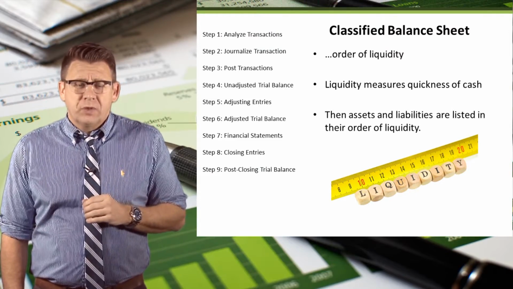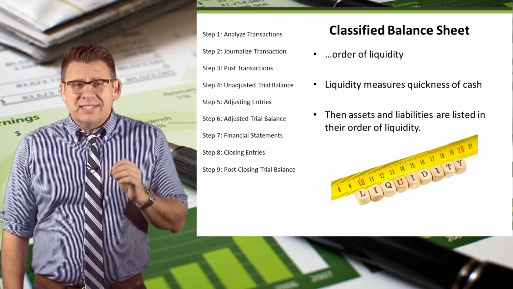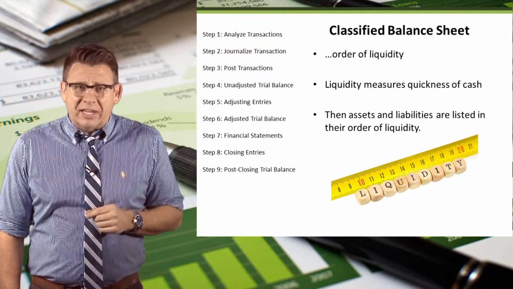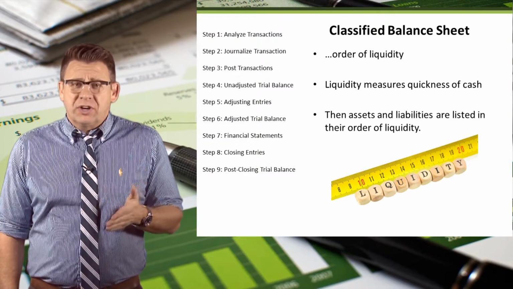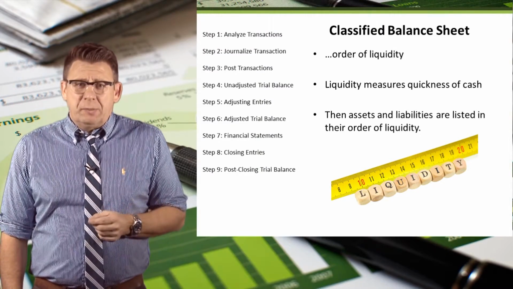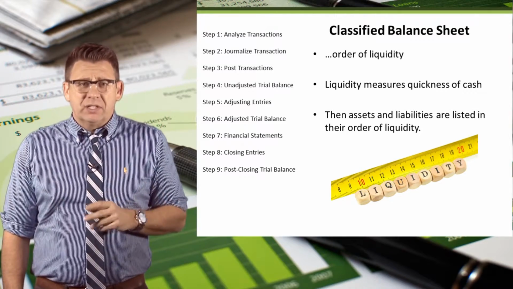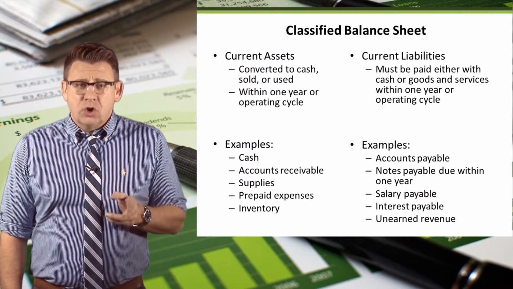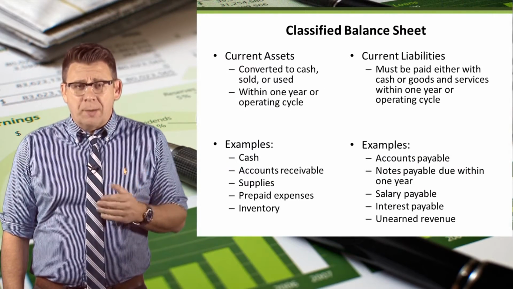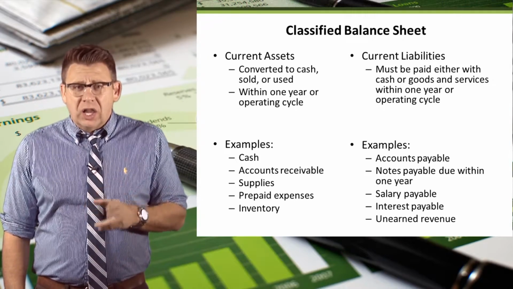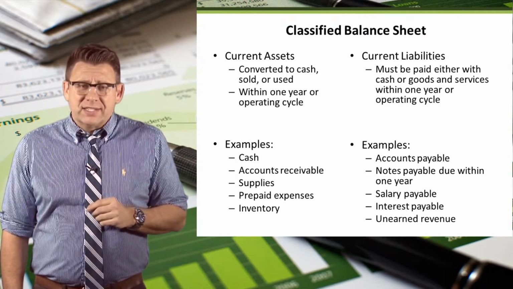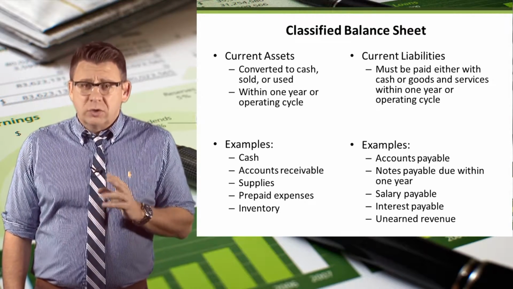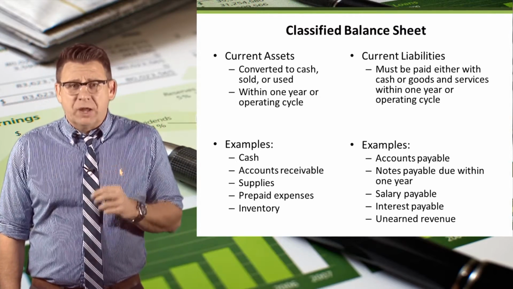few new terms. A classified balance sheet lists assets and liabilities in order of their liquidity. Liquidity measures quickness of cash, meaning how quickly assets will be turned to cash or how soon liabilities need to be paid. Then assets and liabilities are listed in their order of liquidity. Assets that will be turned to cash, sold, or used within 1 year or one operating cycle, whichever is more, are classified as current assets. Liabilities that will be paid within 1 year or one operating cycle, whichever is more, are classified as current liabilities.